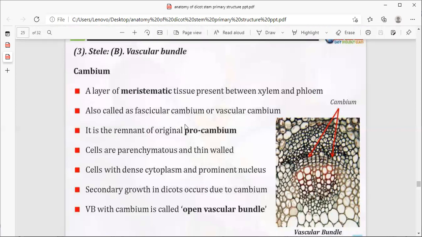So it originates from the procambium cells.